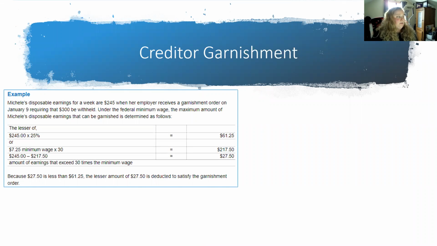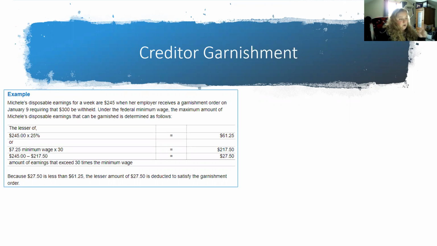So Michelle's disposable earnings for a week are $245 when her employer receives a garnishment order on January 9th, requiring that $300 to be withheld. Under federal minimum wage, the maximum amount of disposable earnings that can be garnished is determined as follows. A creditor garnishment, like I said, normally is 25% of disposable earnings. So if we take 25% of $245, we get $61.25. If we take 30 times the federal minimum wage of $7.25, we get $217.50. So that's the minimum amount she has to be able to take home.